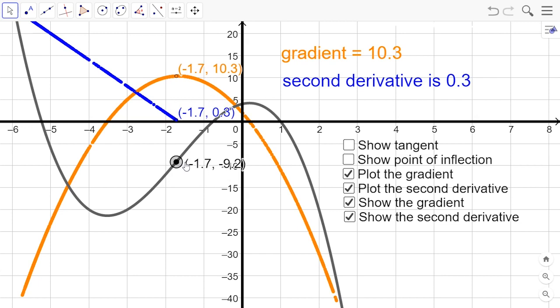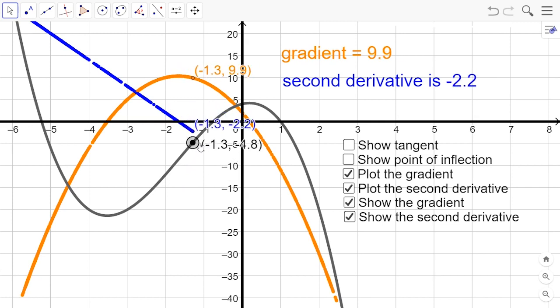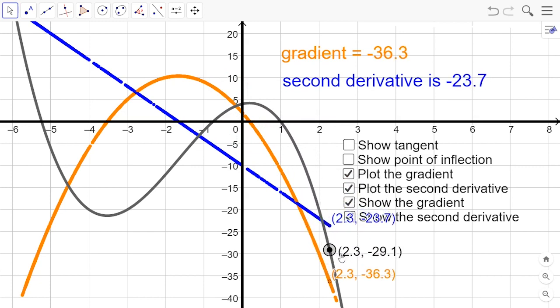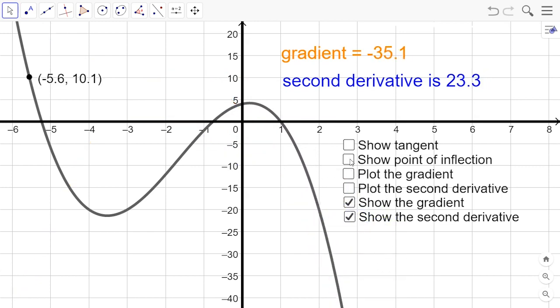At this point somewhere over here, the gradient stops increasing and starts to decrease. And notice the second derivative now becomes negative. We're now going to show the point of inflection. The point of inflection is the point at which the gradient goes from increasing to decreasing, or vice versa. It's the point at which the second derivative changes sign.